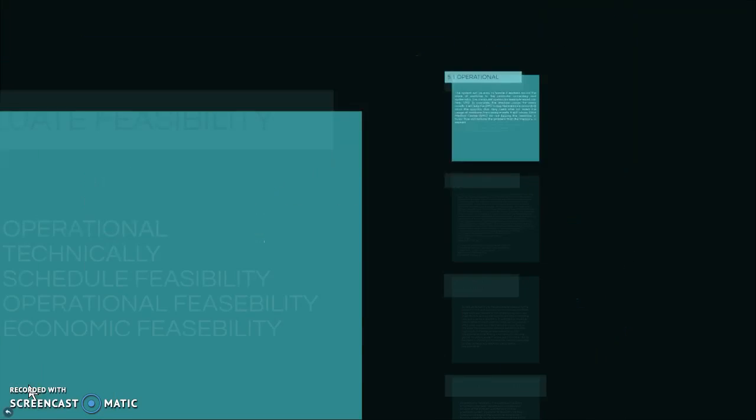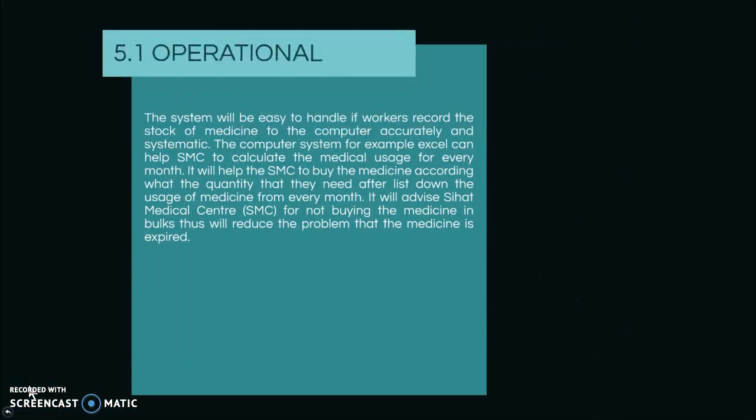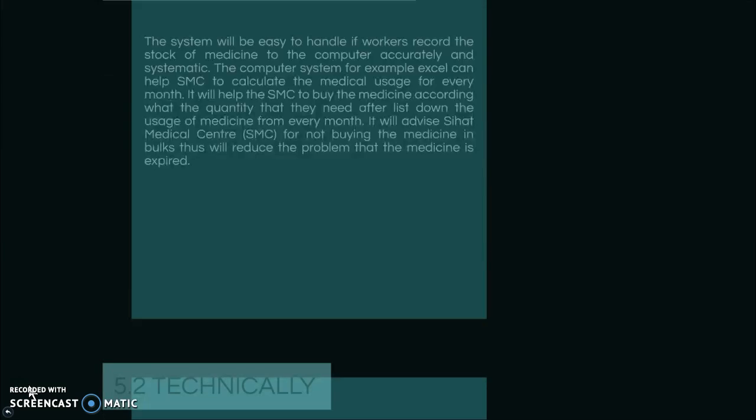Operational. The system will be easy to handle if workers record the stock of medicine on the computer accurately and systematically. The computer system, for example Excel, can help SMC to calculate the medicine usage for every month. It will help SMC to buy medicine according to the quantity that they need after listing down the usage of medicine from every month. It will advise SMC not to buy medicine in bulk, thus reducing the problem of medicine being expired.